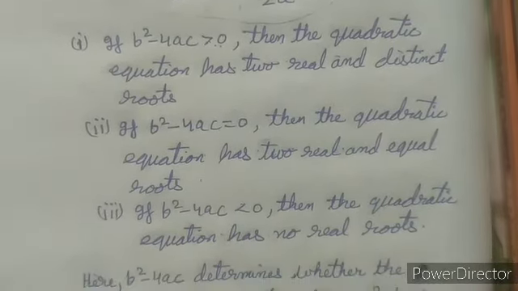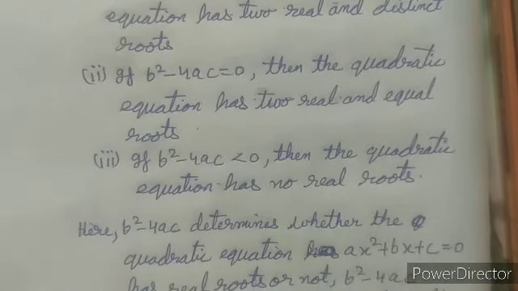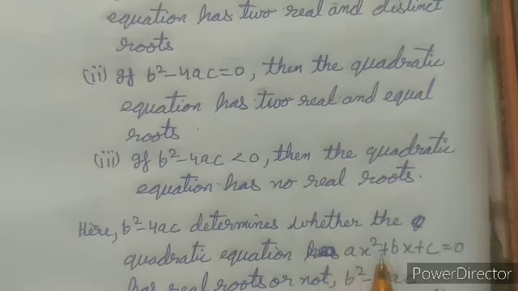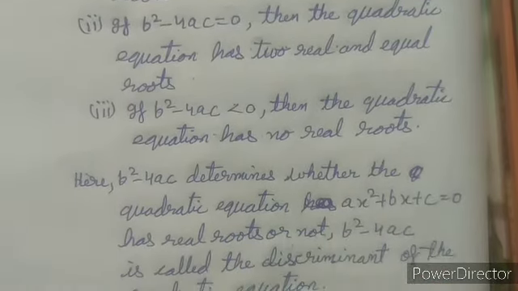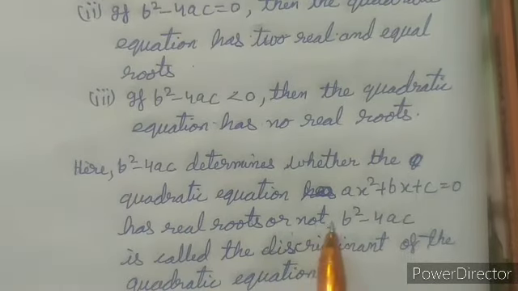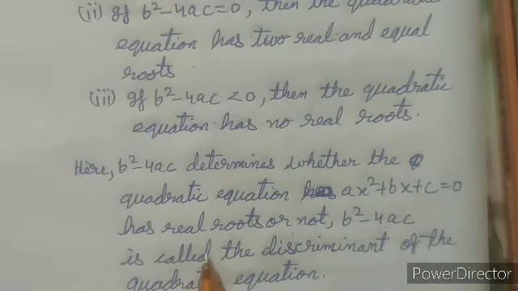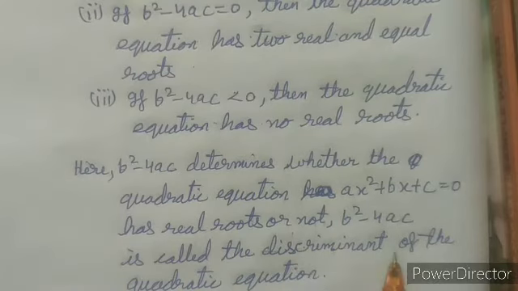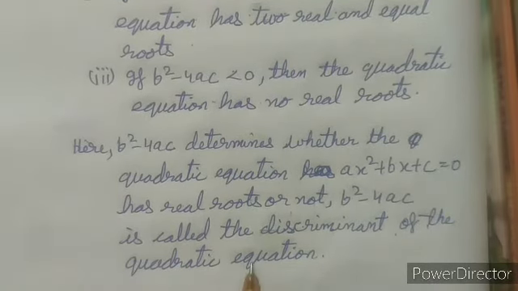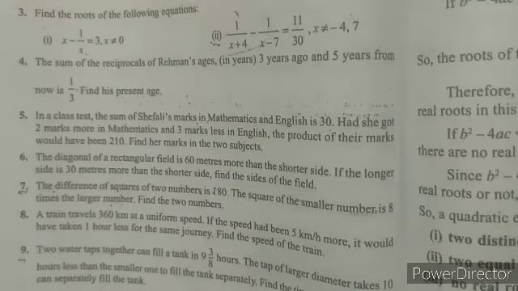As we see here, this b square minus 4ac determines whether the quadratic equation ax square plus bx plus c equal to 0 has real roots or not. Therefore, this b square minus 4ac is called the discriminant of the quadratic equation. We will solve the other questions of 4.3 by quadratic formula.